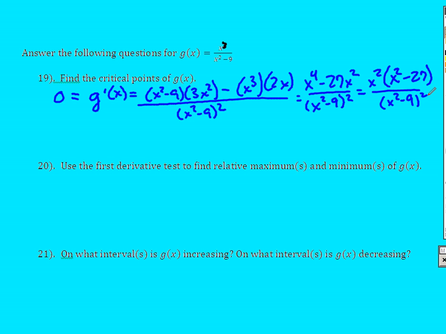To find critical points, I need to say when that equals 0, so I'm going to say x squared times x squared minus 27 must equal 0, because that's what the numerator is. That means x equals 0, or I can also say x squared minus 27 equals 0, which means x will equal plus or minus the square root of 27. Those are my critical numbers.